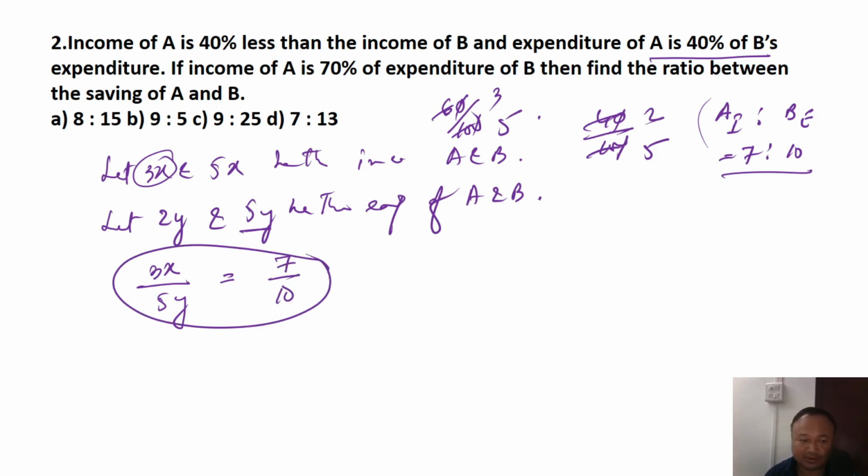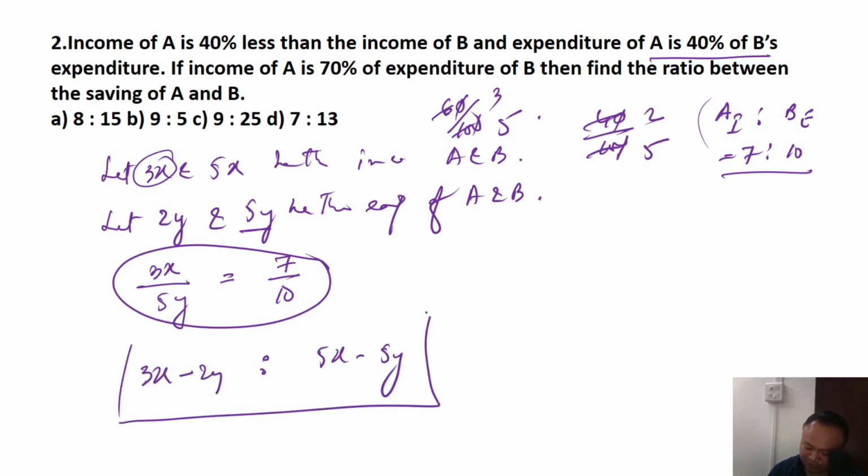Then see the options. This ratio level is a very easy question. Let us find out the value of x y ratio. Once you get the x y ratio, A's income is 3x and A's expenditure is 2y, is to 5x minus 5y. You will get the answer. I hope you can understand this. Next.